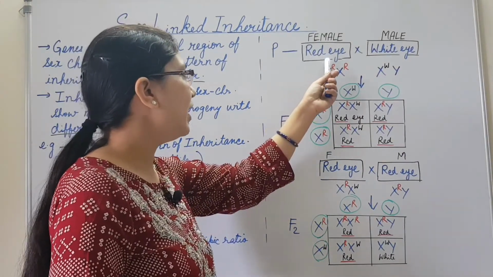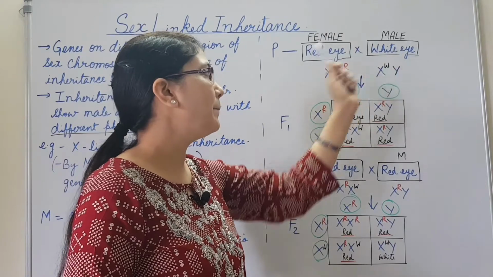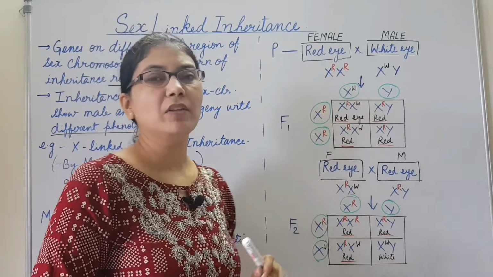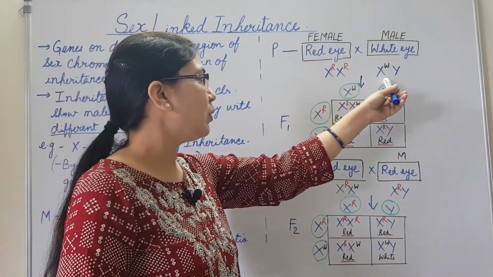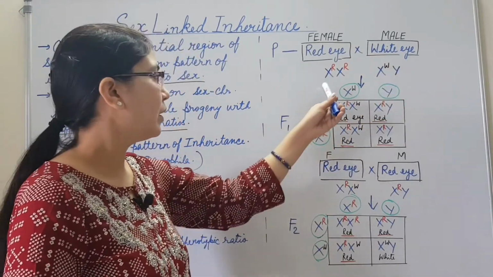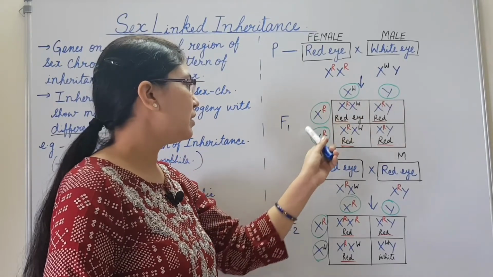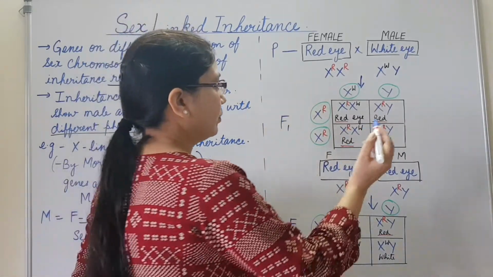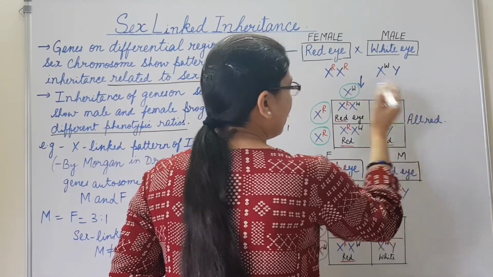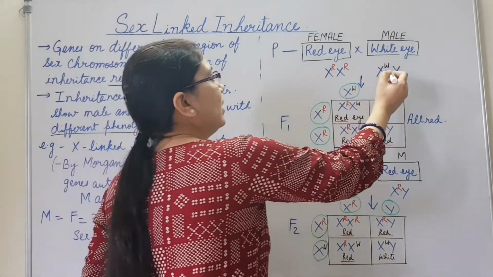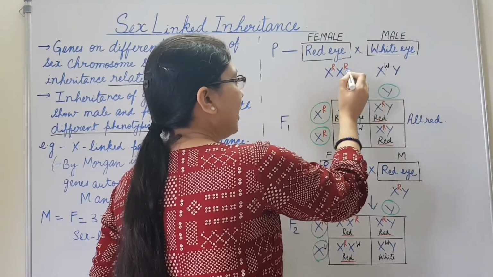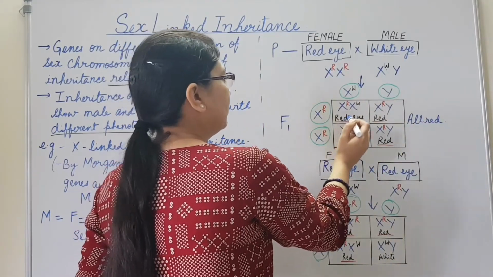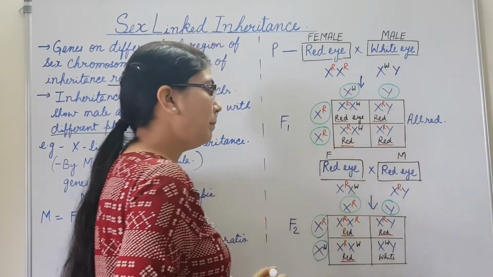In the parental generation, a red-eye female was crossed with a white-eye male. This female is wild type and has both the alleles for red eye. The male has only one X chromosome, having the allele for white eye. This is the male gamete, this is the female gamete. The F1 generation that is produced is all red-eye. So the allele for white eye is recessive and the allele for red eye is dominant, because all the progeny are red-eye.